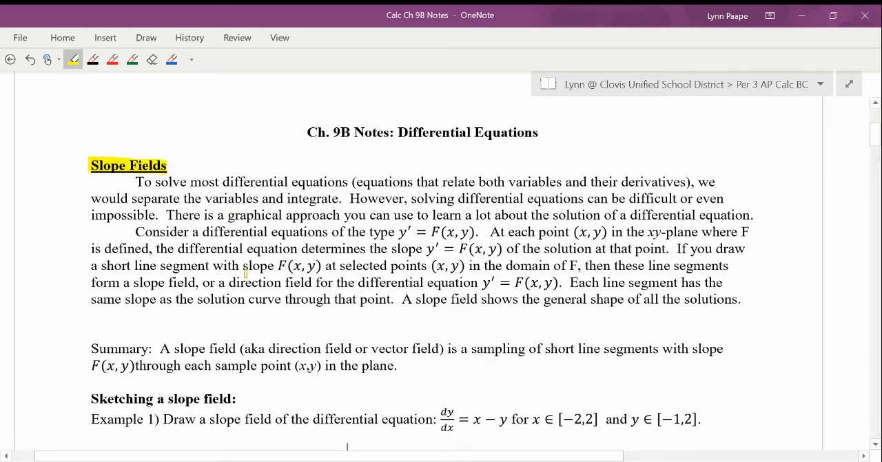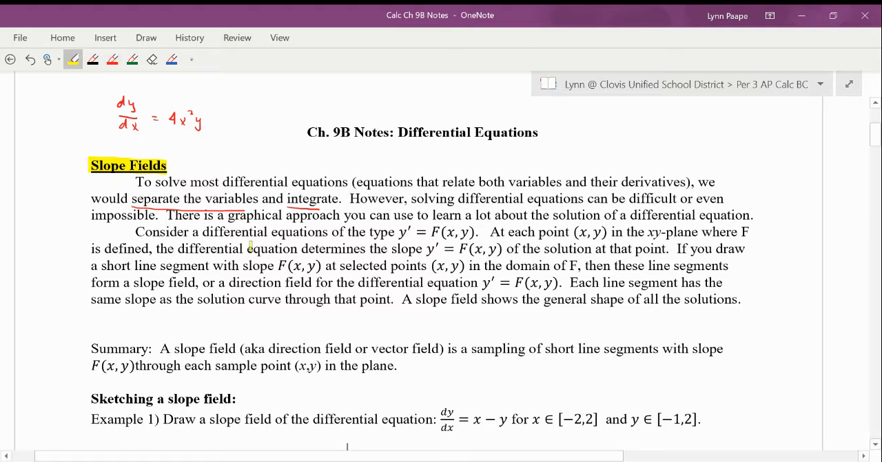To solve most of our differential equations, so equations that relate variables with their derivatives, a standard one would be something like dy over dx is equal to, say, 4x squared y. We would need to separate the variables, right? That would be our first step, and then we would integrate both sides. But sometimes, as we have experienced, integrating those can be very challenging.